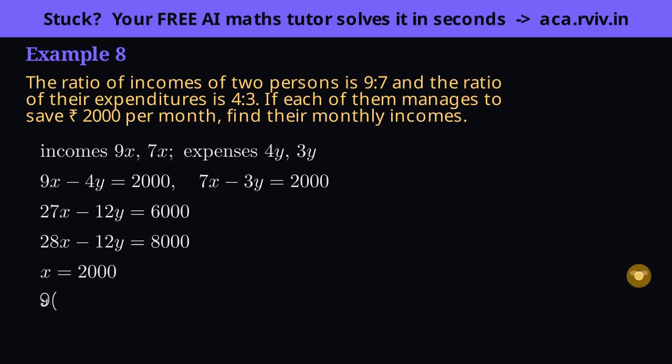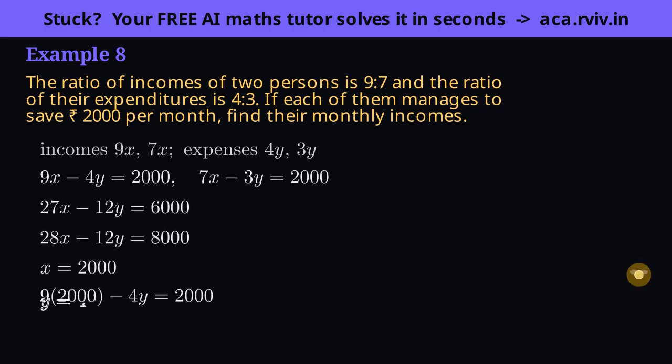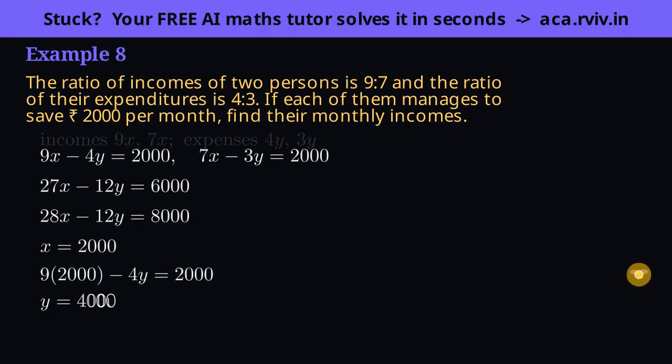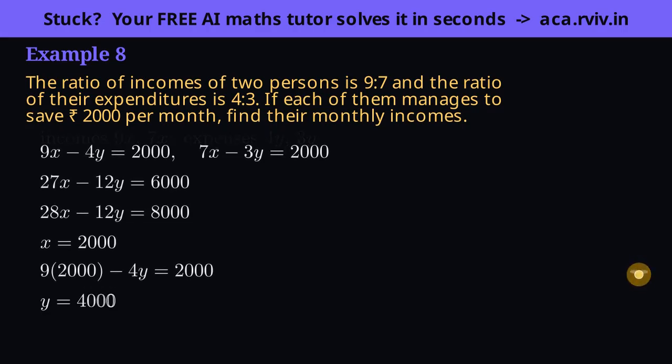We have x. Now recover y by putting x back into an original equation. The first will do. 9 times 2000 minus 4y equals 2000. That's 18,000 minus 4y equals 2000. Solve. 4y equals 16,000, so y equals 4,000.